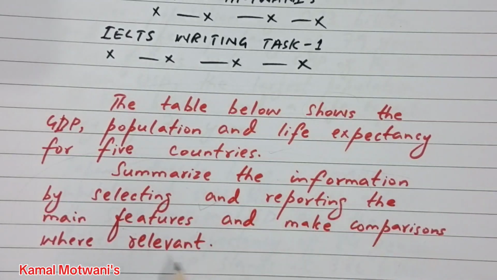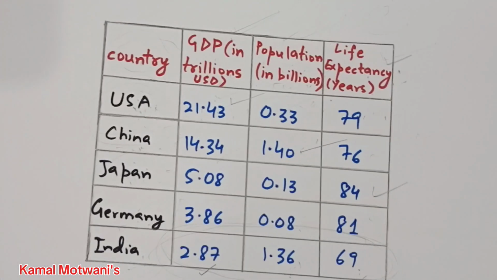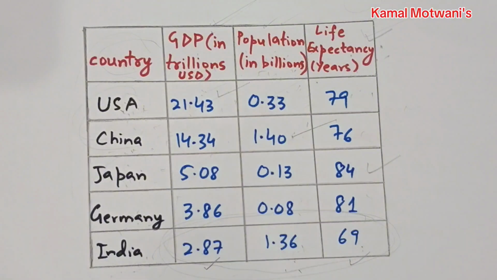Then it says make comparisons where relevant. Even these comparisons we have done in the paragraphs, but the factor of critical analysis hints to the examiner that the candidate is well versed with the critical and analytical skills. So let's see how I have written a separate paragraph on the critical analysis of this table. I assure you, this will give you the highest bands.